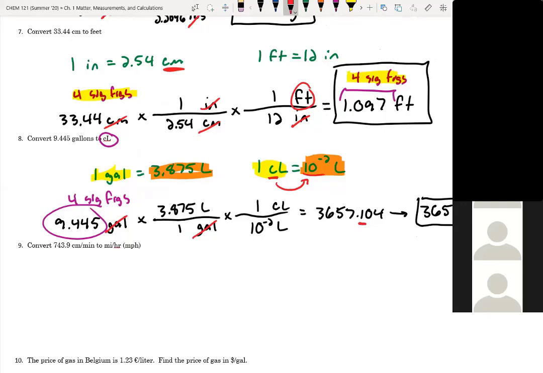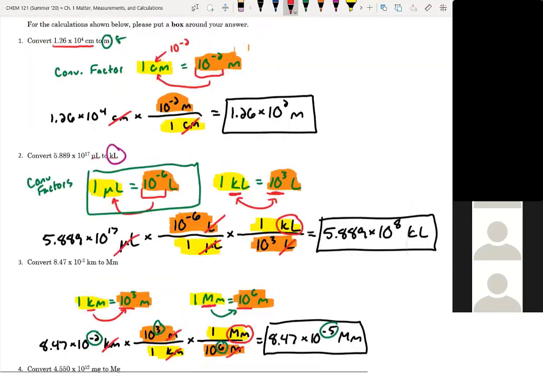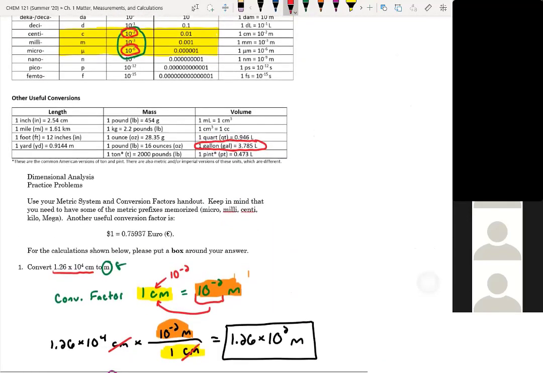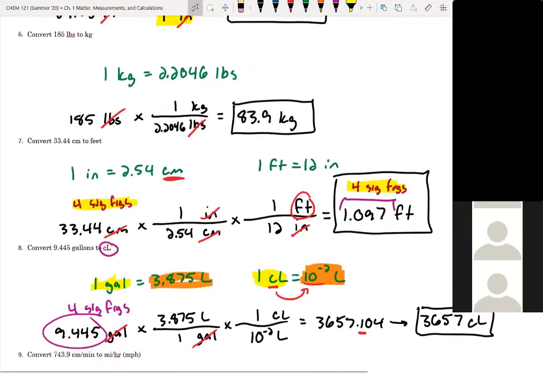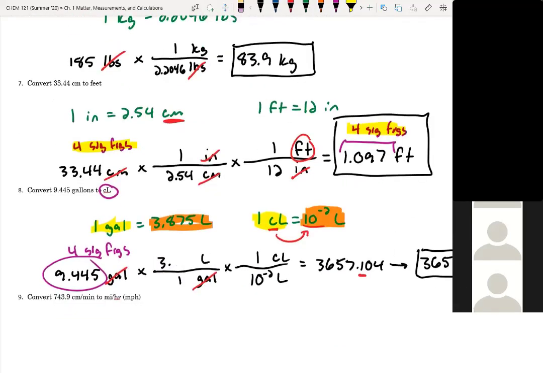Did I do this right? Let me double check my conversion up here. So 1 gallon equals 3.785. Holy cow. I thought something was off. Sorry, I flip-flopped these numbers. 3.785. That's going to change things.